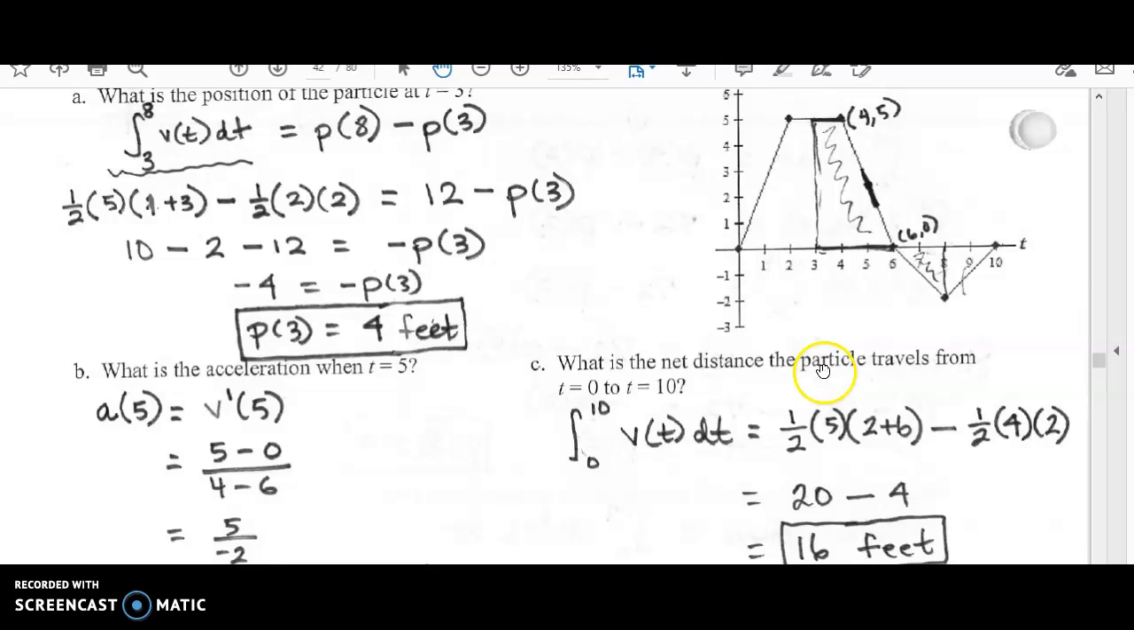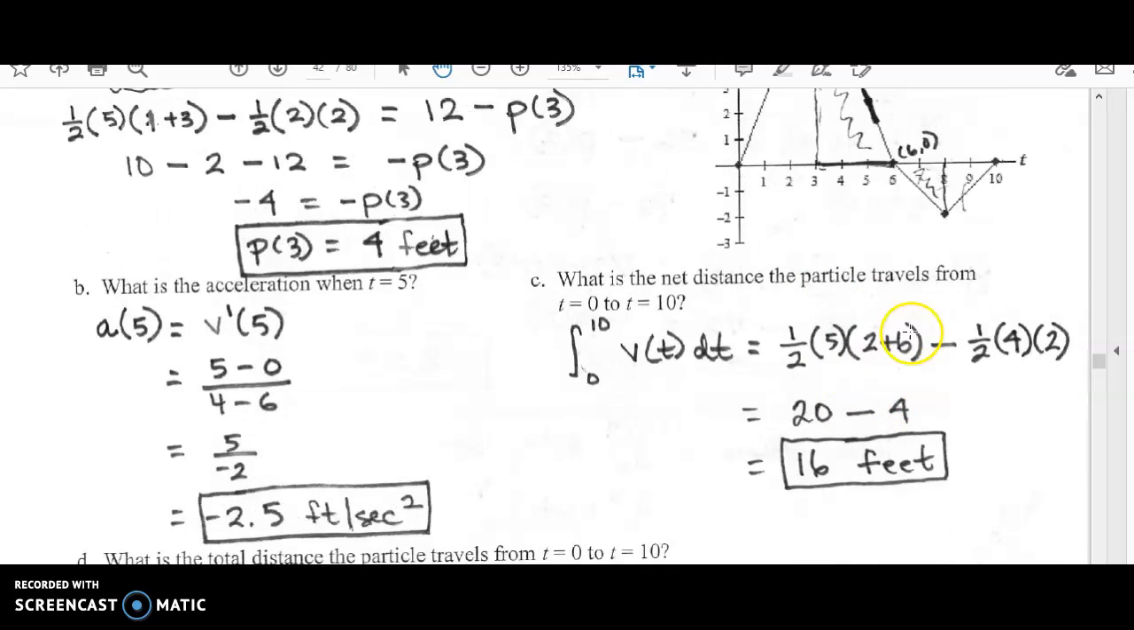And just confirming with the answer key. He worked through it a little bit better than the way I worked through it, but that's it.